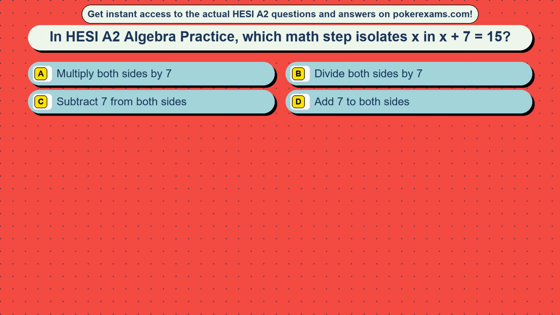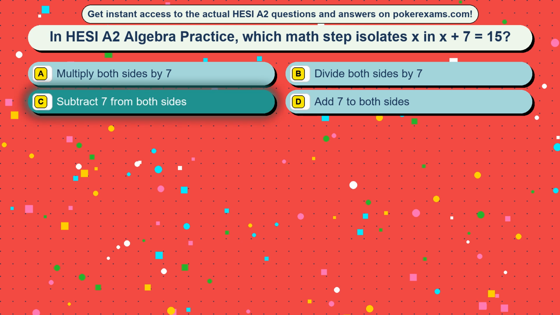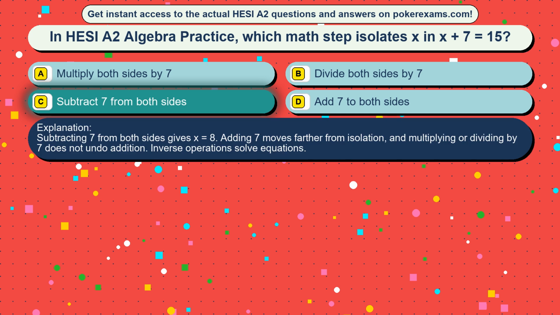Question 23. In HESI A2 Algebra Practice, which math step isolates x in x plus 7 equals 15? Option A multiply both sides by 7, option B divide both sides by 7, option C subtract 7 from both sides, option D add 7 to both sides. The correct answer is option C, subtract 7 from both sides. Subtracting 7 from both sides gives x equals 8. Adding 7 moves farther from isolation, and multiplying or dividing by 7 does not undo addition. Inverse operations solve equations.